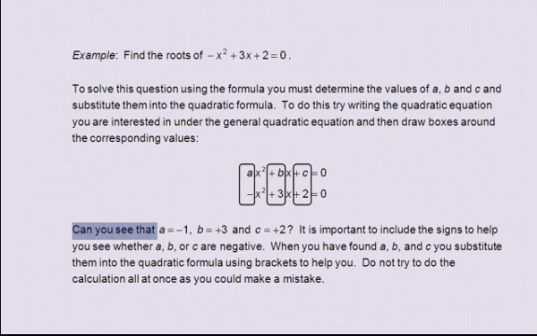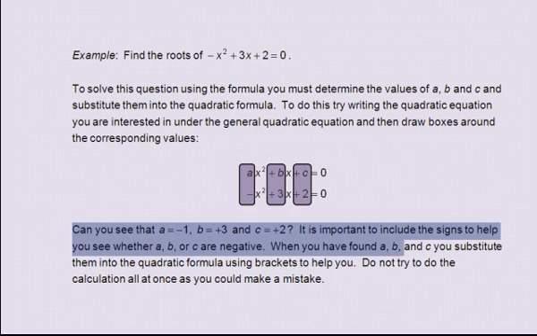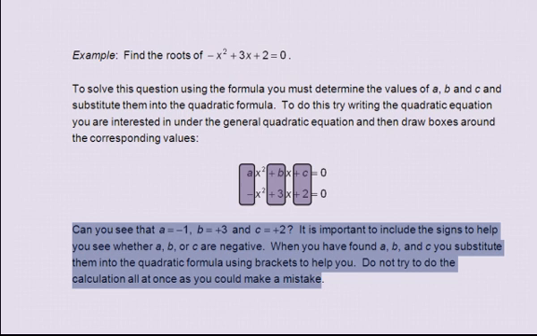Can you see that a equals minus 1, b equals plus 3, and c equals plus 2? It is important to include the signs to help you see whether a, b or c are negative. When you have found a, b and c, you substitute them into the quadratic formula using brackets to help you. Do not try to do the calculation all at once, as you could make a mistake.